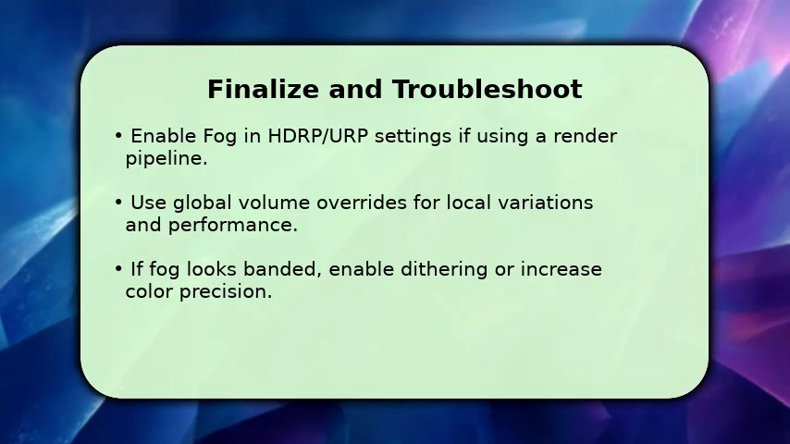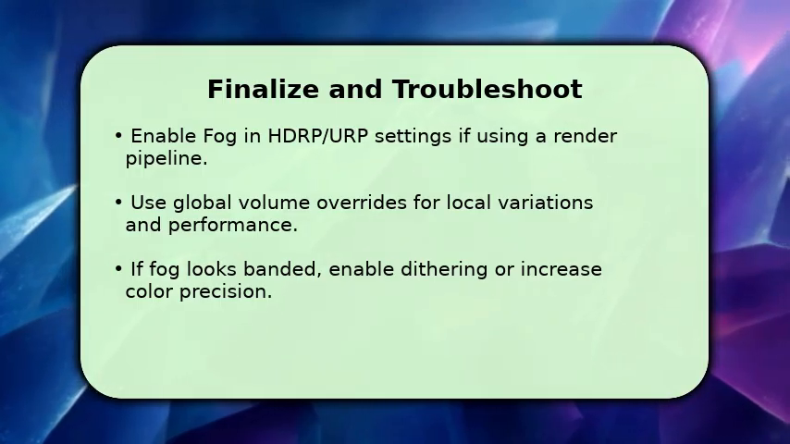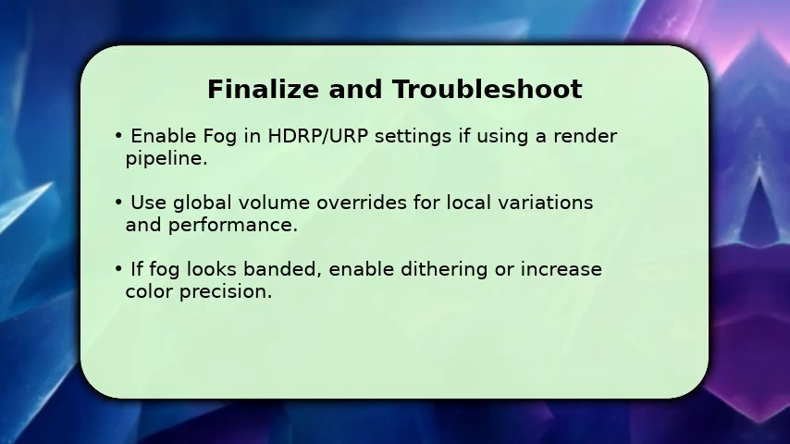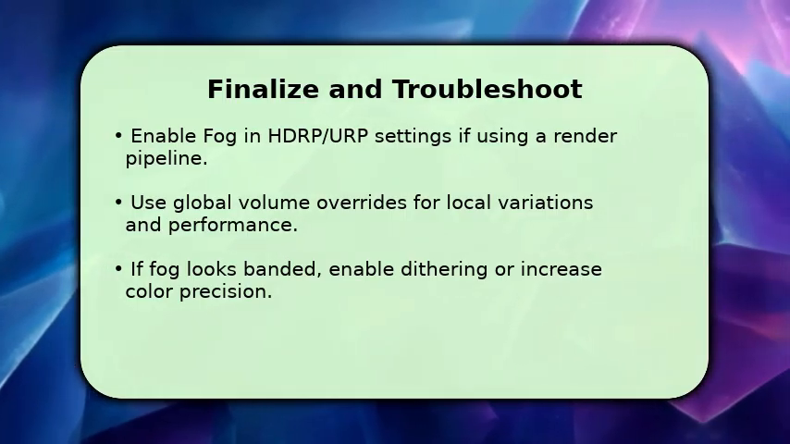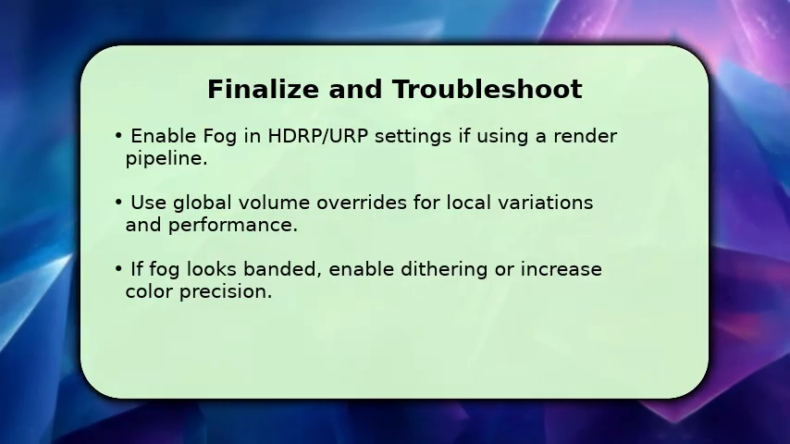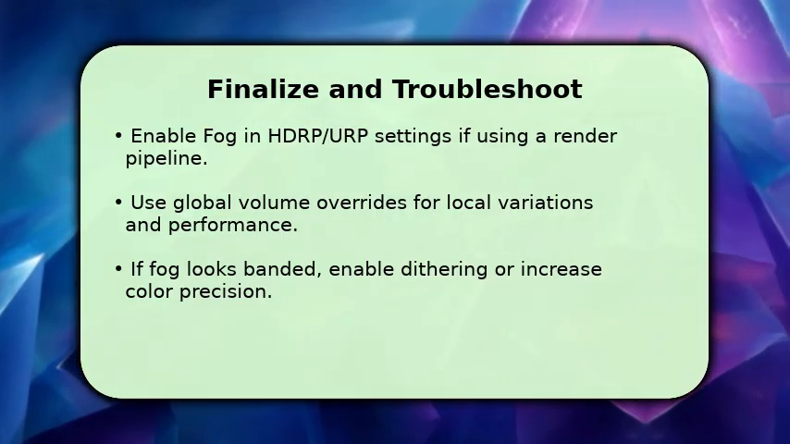HDRP and URP require volume or pipeline fog enabled. Use global volumes or local volumes for fog variations near terrain or indoors. Optimize by balancing density and draw distance to avoid GPU cost.